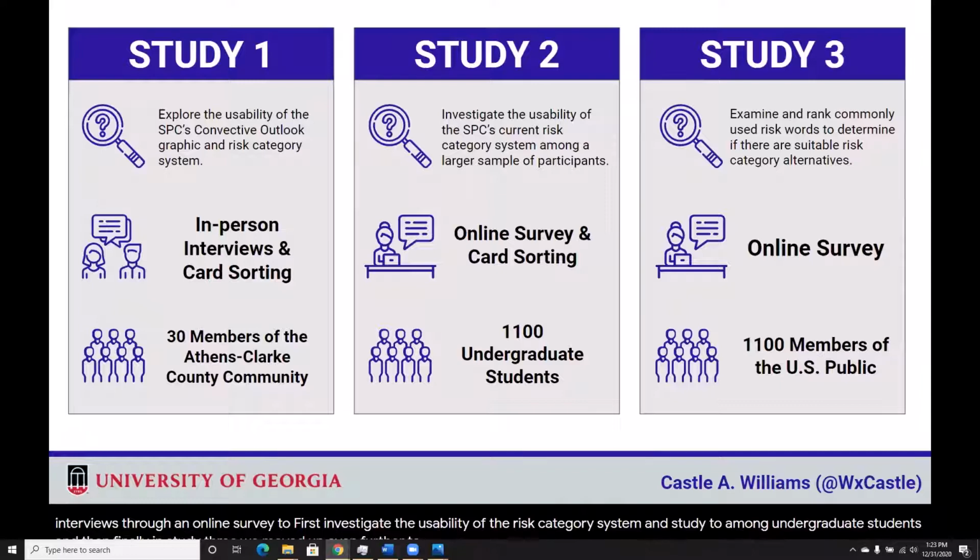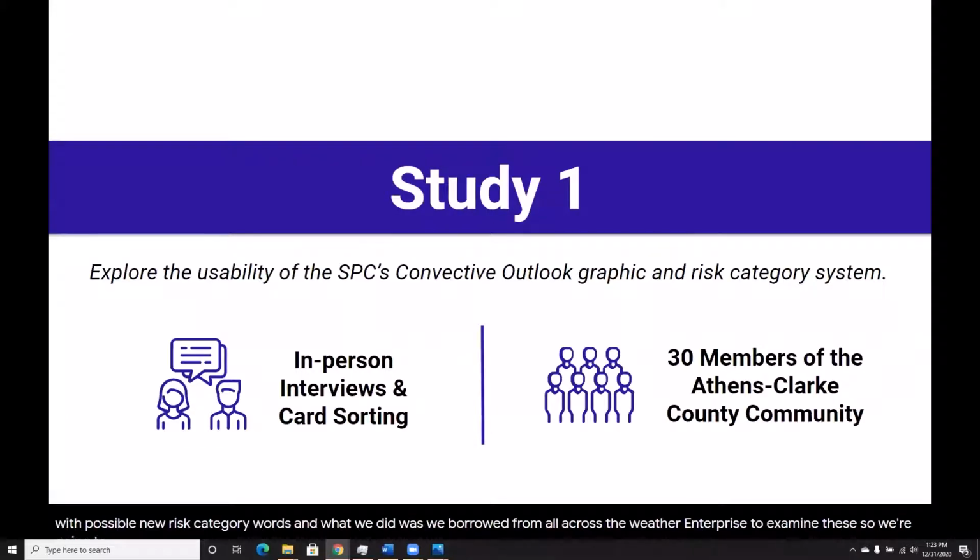But here, instead of investigating the usability, we were more interested in examining and ranking all risk words that may be used as this risk category system. So we compared the current risk category words with possible new risk category words. And we borrowed from all across the weather enterprise to examine these. So we're going to start with study 1.